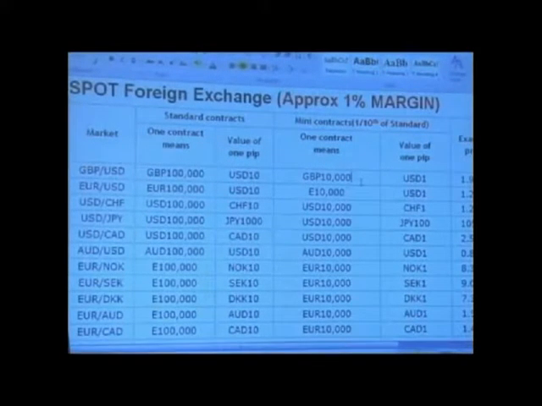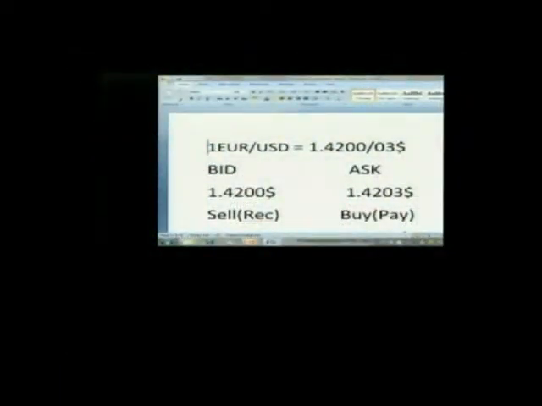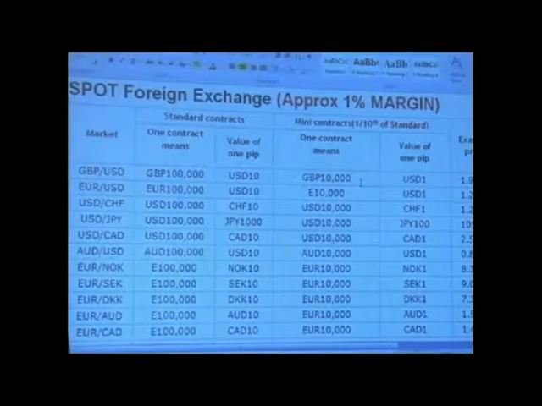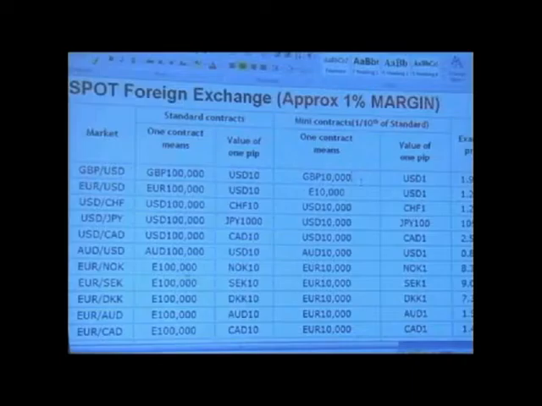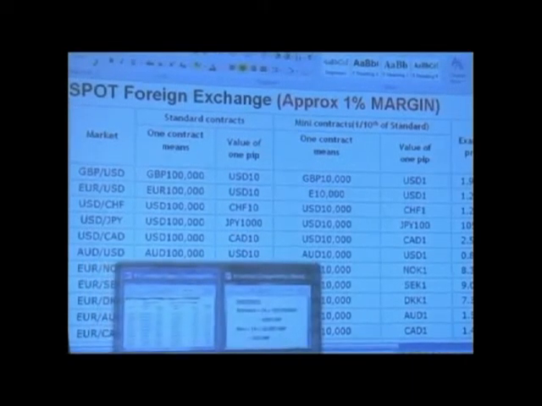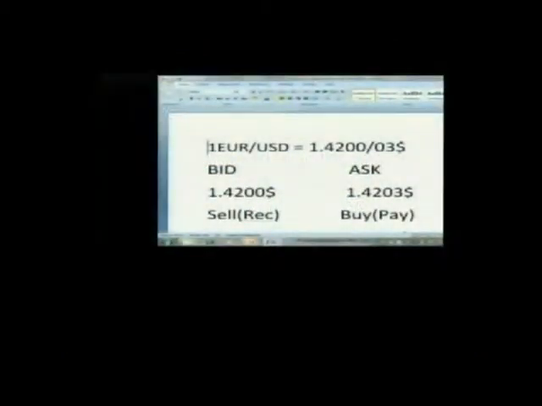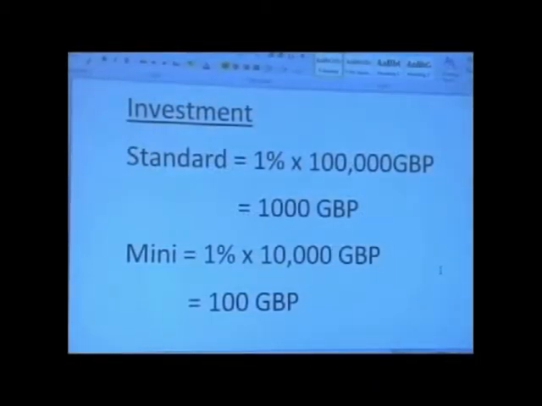Yeah? Now, you don't need 100,000 and you don't need 10,000. Can you see my screen? You just need 1% of 100,000 and 1% of 10,000. So, when you're trading the pound US, for a standard contract, your investment is 1% of 100,000, which is 1,000 pounds. And for mini contract, it's 1% of 10,000, which is 100 pounds. Got it, everyone? Yeah?